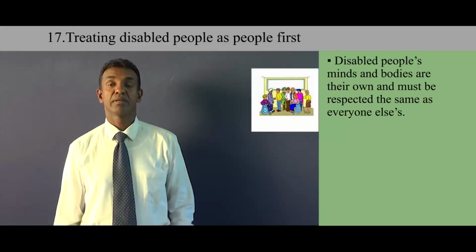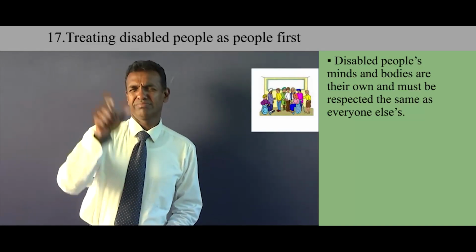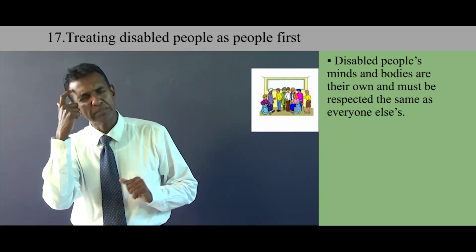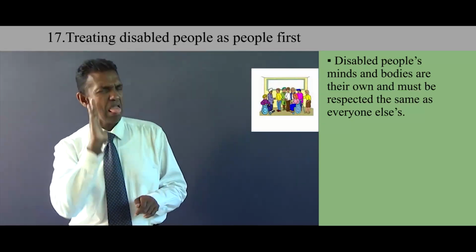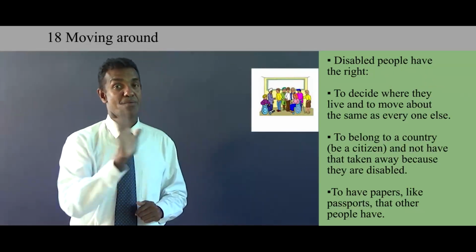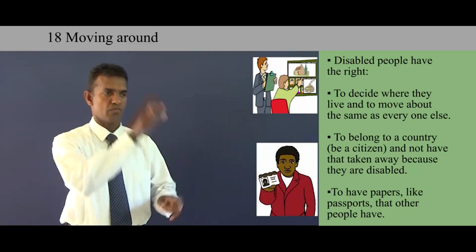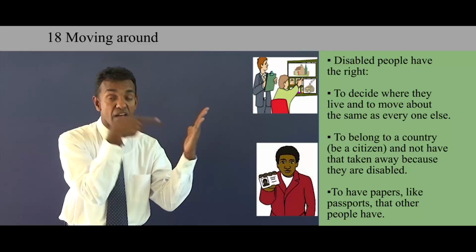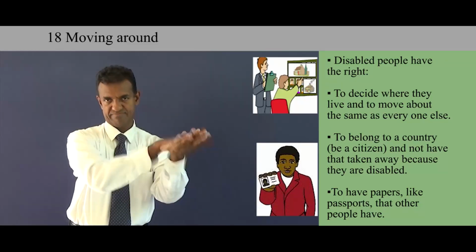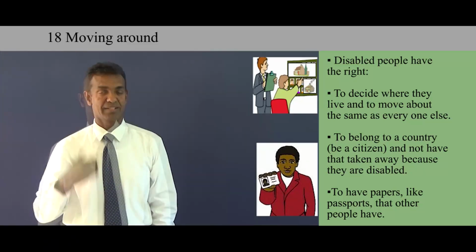Treating disabled people as people first. Disabled people's minds and bodies are their own and must be respected the same as everyone else. Moving around. Disabled people have the right to decide where they live and to move about the same as everyone else. To belong to a country, be a citizen, and not have that taken away because they are disabled. To have papers like passports that other people have.